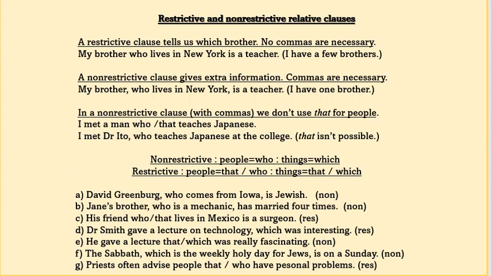So non-restrictive, people, who, things, which. Restrictive, people, that or who, things, that or which. Examples here. We've got the non or restrictive in the brackets. David Greenberg, who comes from Iowa, is Jewish. Jane's brother, who is a mechanic, has married 4 times. His friend that lives in Mexico is a surgeon.